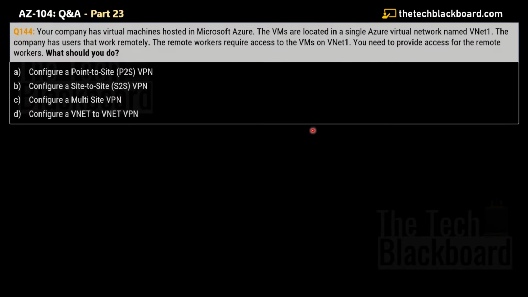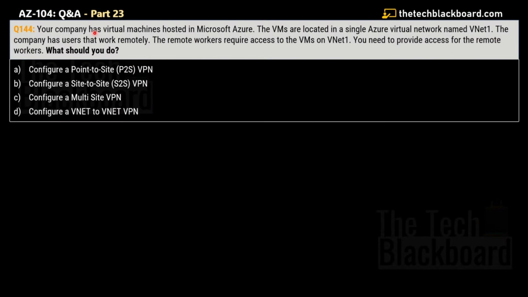Now let's jump on to the next question. Question number 144 says that your company has virtual machines hosted in Microsoft Azure. Now the virtual machines are located in a single Azure virtual network named VNet 1. The company has users that work remotely, and the remote workers require access to the virtual machines on VNet 1.